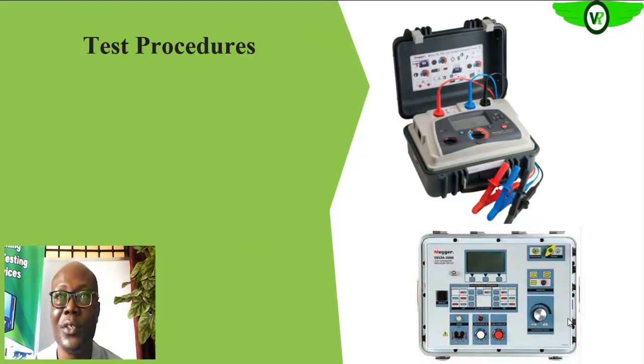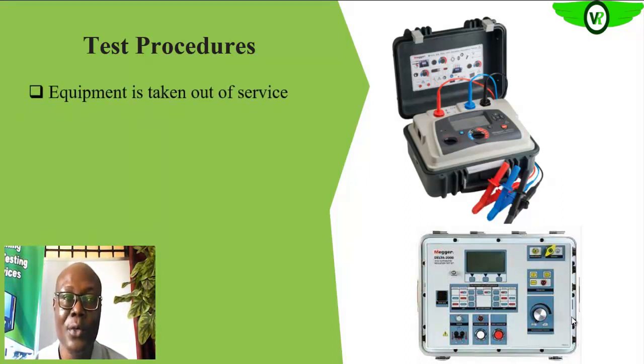The test procedures. So we can use the power factor meter, or test instrument, or the tan delta test instrument, to carry out the test. So now the first thing that we need to do, remember the test is not a live test, so we need to take the instrument out of service. That is, we need to de-energize and make the equipment safe for the test.